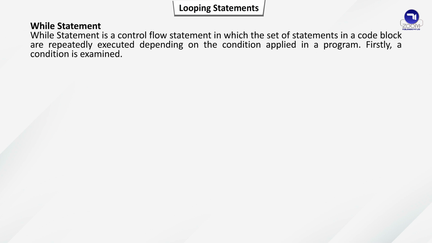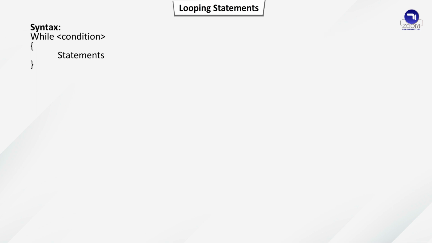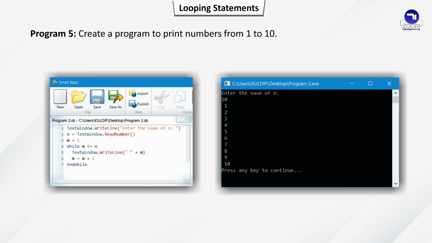Firstly, a condition is examined. If a condition is true, the related code block, the true block, is executed and control goes back to the condition. It means the statements execute in a loop while the condition is true. If the condition is false, the loop terminates and the control comes out of the loop. Syntax: while condition, statements. Shortcut key: press F5 to run a program. Program 5. Create a program to print numbers from 1 to 10.